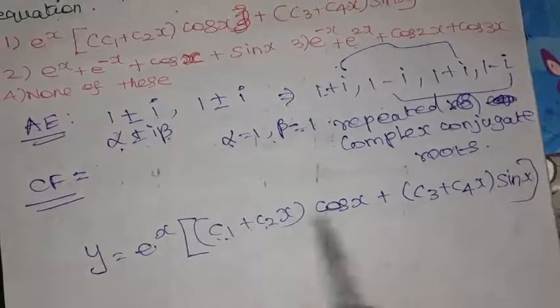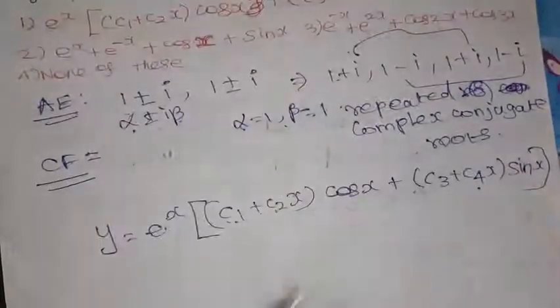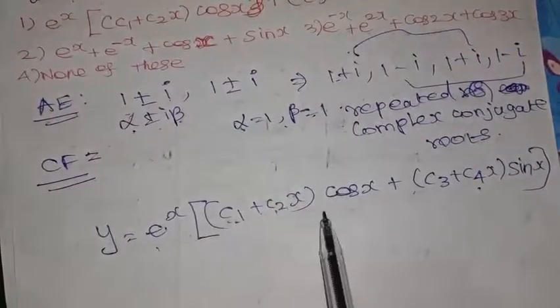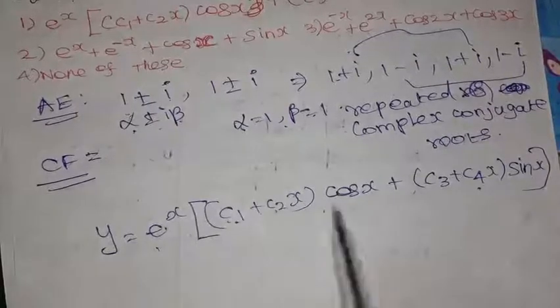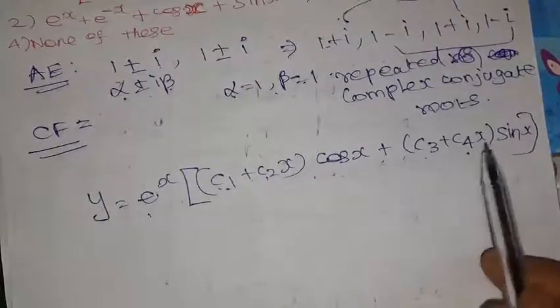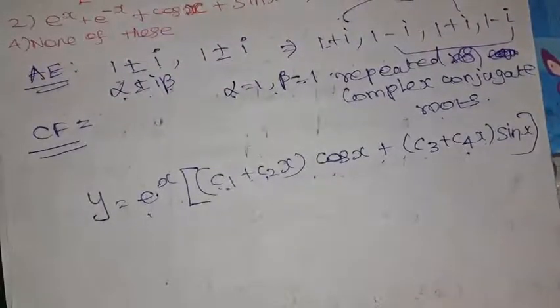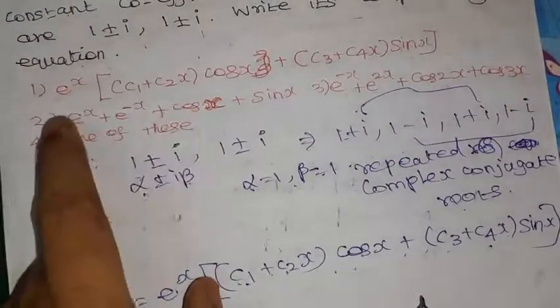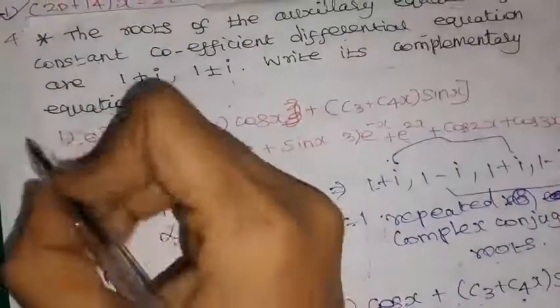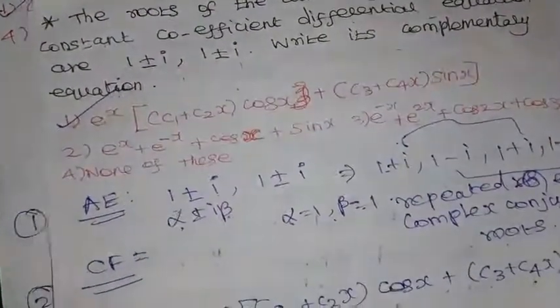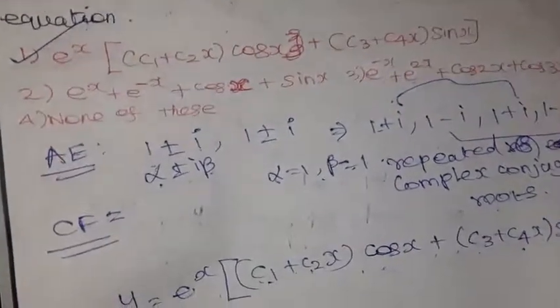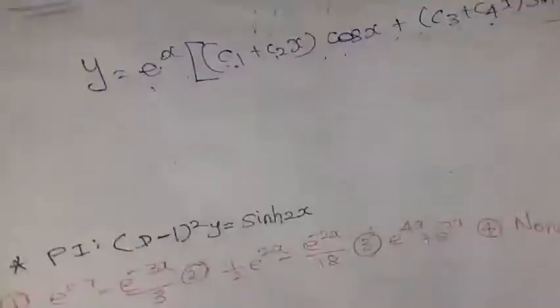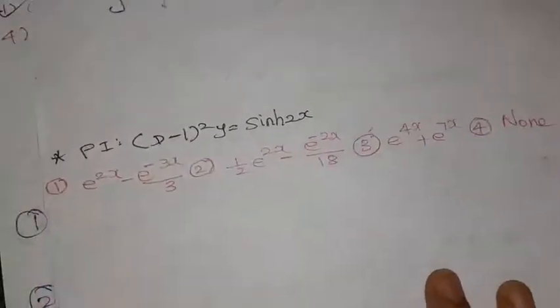So we have 4 constants, as we have 4 roots as well. So e power alpha x times some constant into cos beta x plus some constant into sin beta x. This is one option, and option 1 is the right option for this problem: e power x [(c1 plus c2 x) cos x plus (c3 plus c4 x) sin x]. Then we will move on to the next problem.